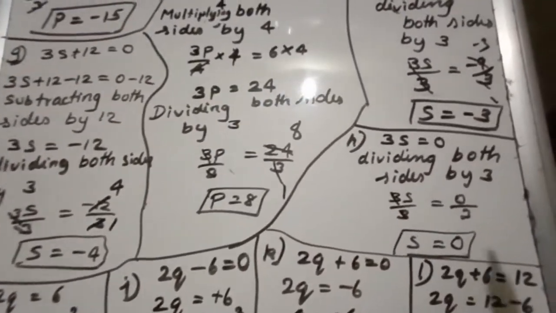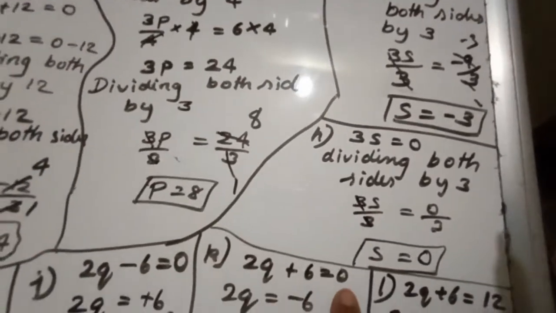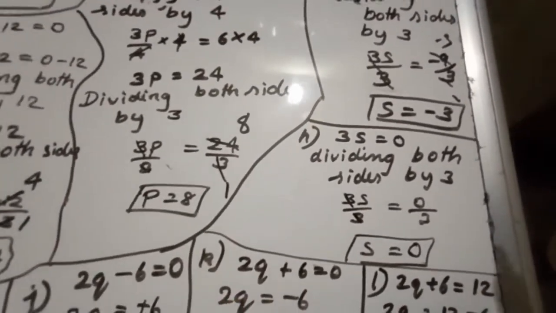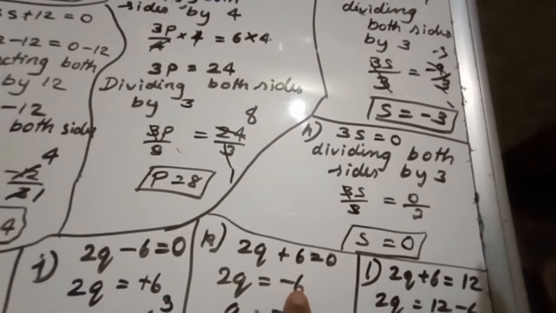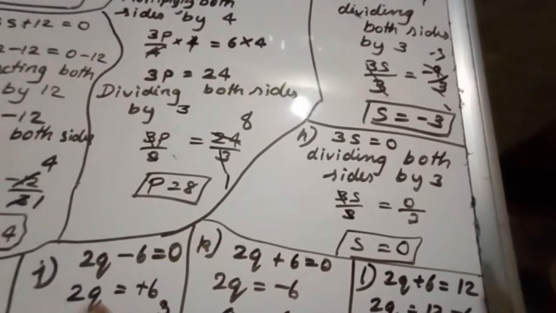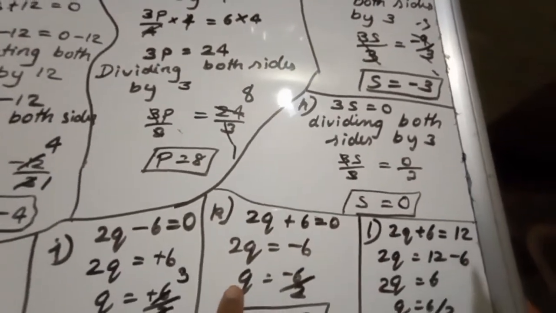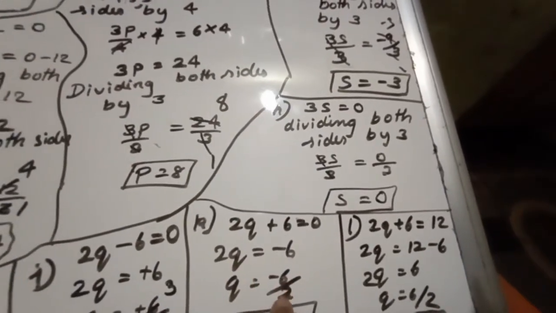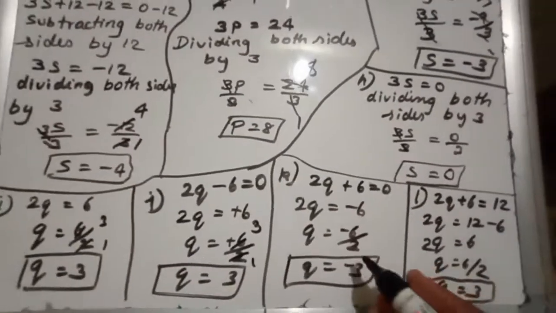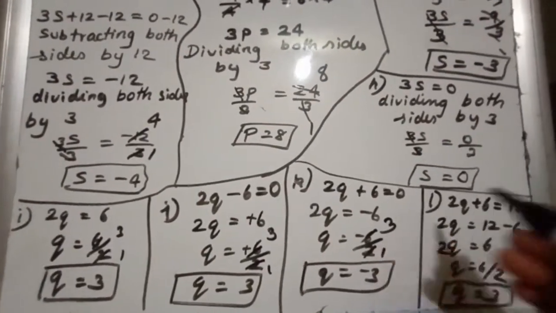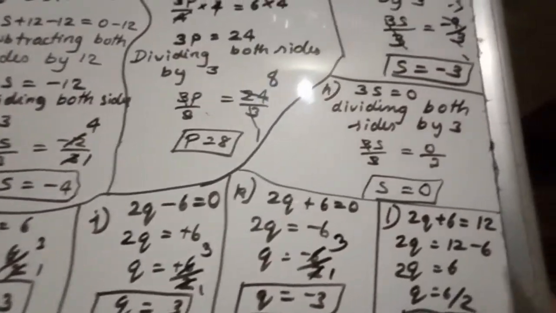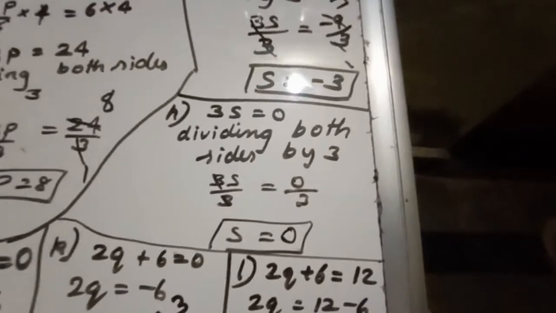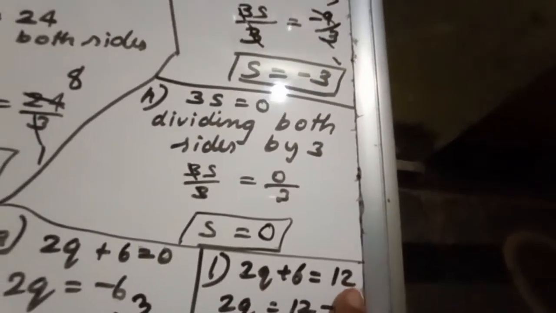Now 2q plus 6 is equal to 0. 2q plus 6, if I shift, it will become minus 6, and on the right 0, so no value. Now q I should keep here, minus 6, the multiplication by 2 becomes division. 2 ones are 2, 2 threes are 6, but there is a negative sign, so we have to write q is equal to minus 3.